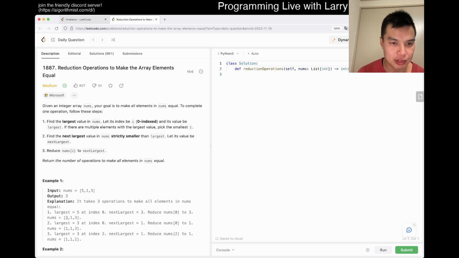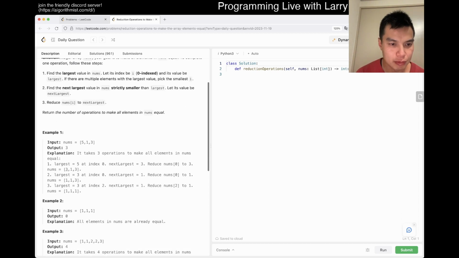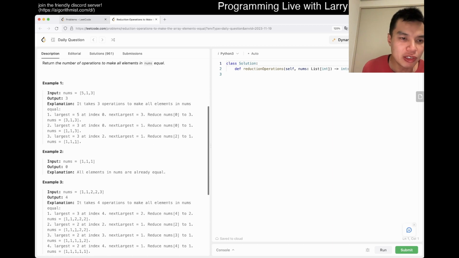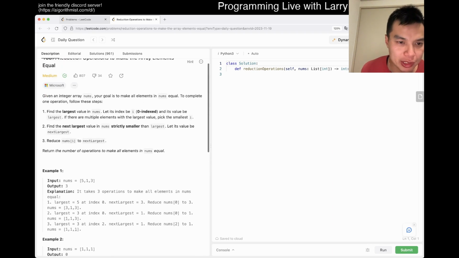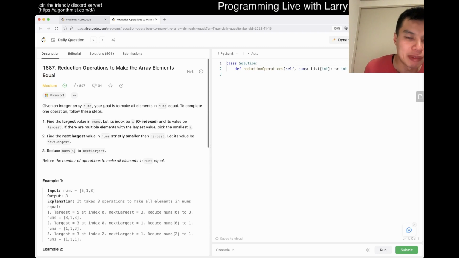All right, let's take a look at what that means. Strictly smaller than largest. Yeah, that's what I thought, but I thought it was a little bit awkward the way they phrase it, so I wasn't sure. Okay. So then what was the problem? Number of operations. Okay. So this is a simulation problem, right?